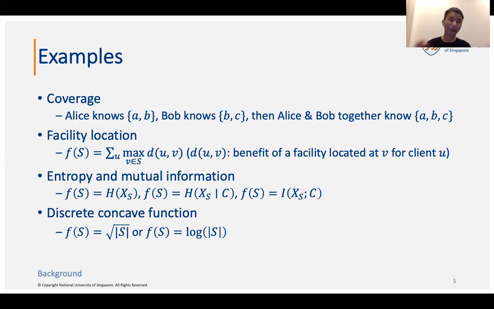Simply speaking, a submodular function is a discrete concave function, such as the square root function or the logarithm function. So you can imagine that many functions are discrete concave functions. Of course, there are many examples.